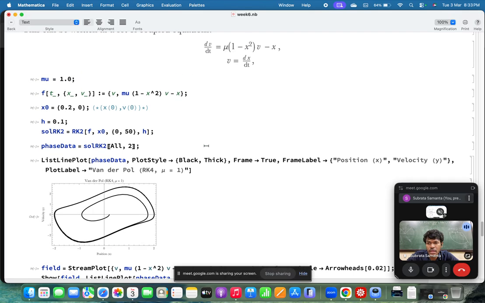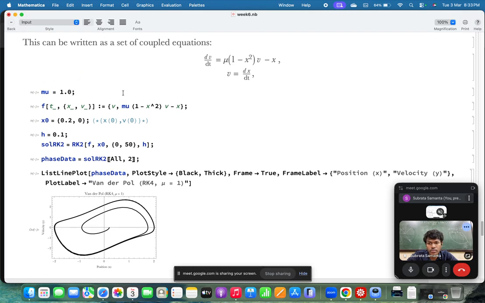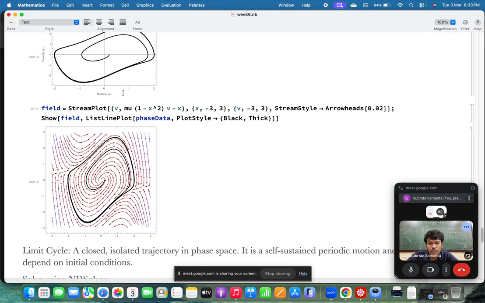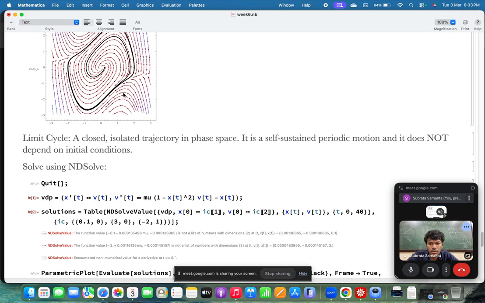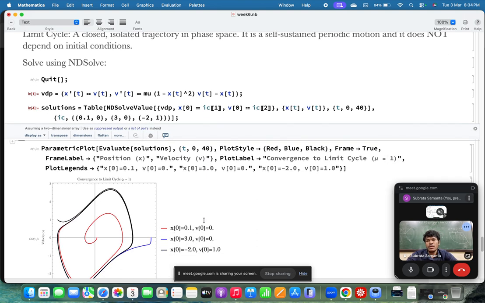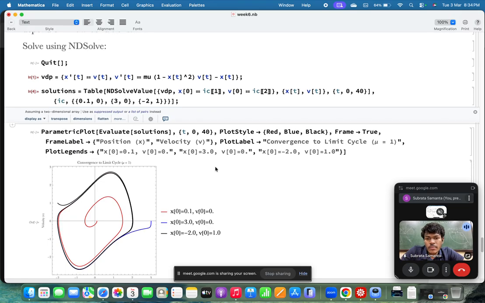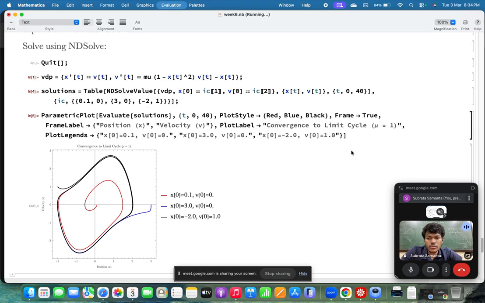Basically I have to put the mu values, and other things are fine. Now if you plot this, I plot the parametric plots and evaluate those. If you see, the red one I start from 0.1 with v0, and the blue one I start from 3, 0 initial value, with v equal to 0.